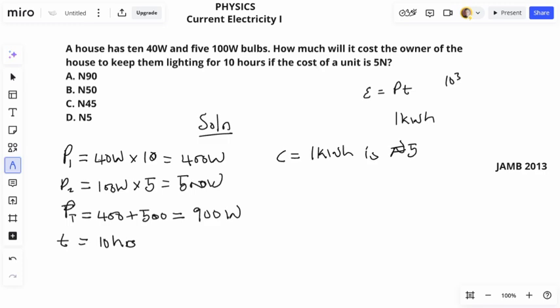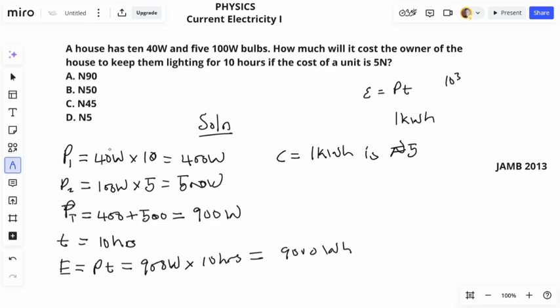So what we are going to do now is to calculate the total energy consumption for running all these bulbs for 10 hours. And we know that electrical energy equals what? Power times time. The total power demand here is 900 watts times time, which is 10 hours, which equals 9,000 watt hours.